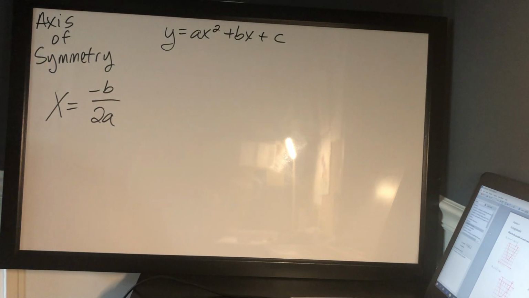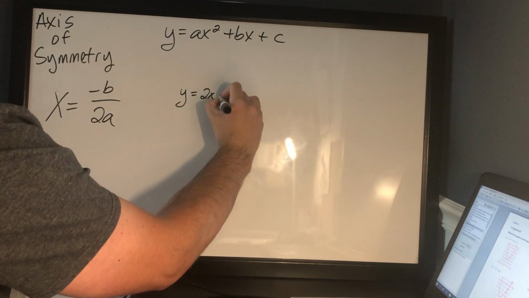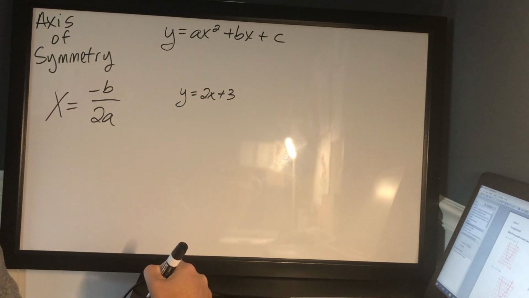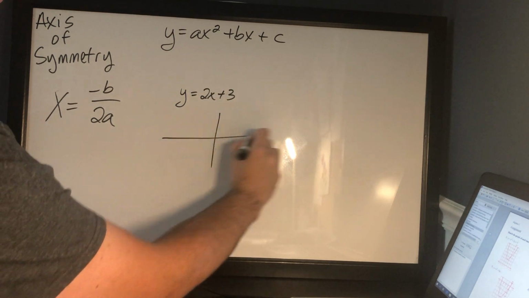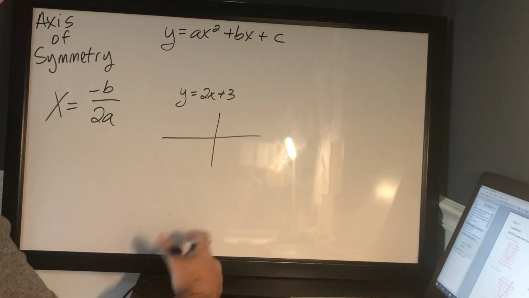All right, so here's our second part of quadratics, and that's finding the axis of symmetry. So remember back to when you would graph things like this. You have this big coordinate plane, and you're given an equation and told to graph it.